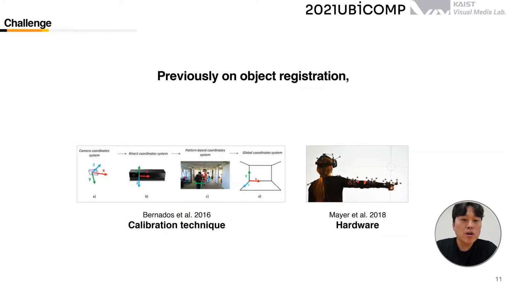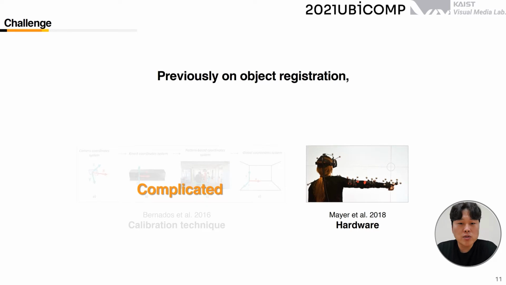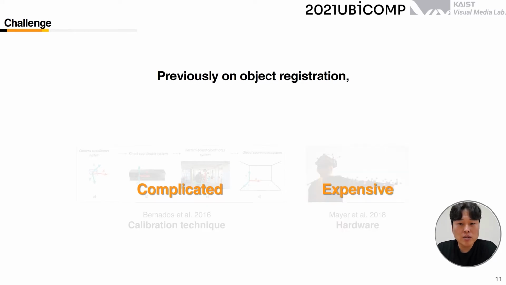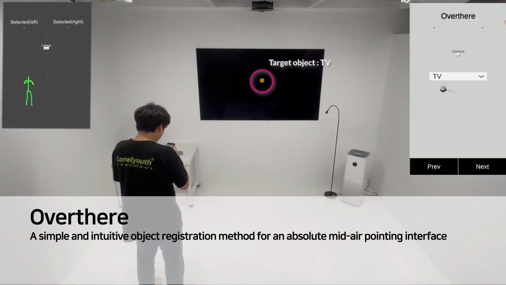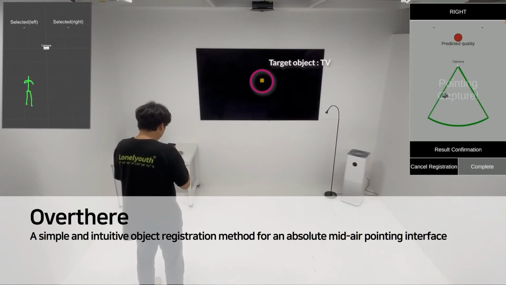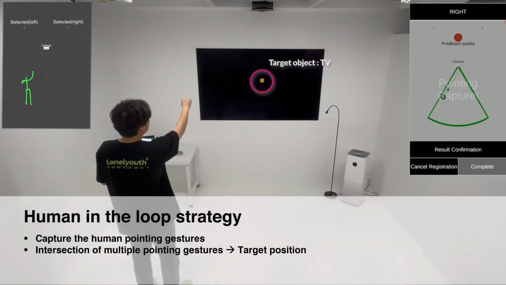In previous work, object registration was achieved by using conventional calibration techniques or high-tech hardware. However, these approaches are too complicated or expensive, which are not acceptable at an end-user level. To tackle this problem, we introduced Overthere, which is a simple and intuitive object registration method.